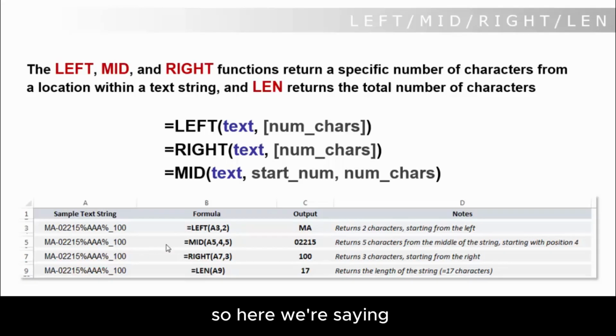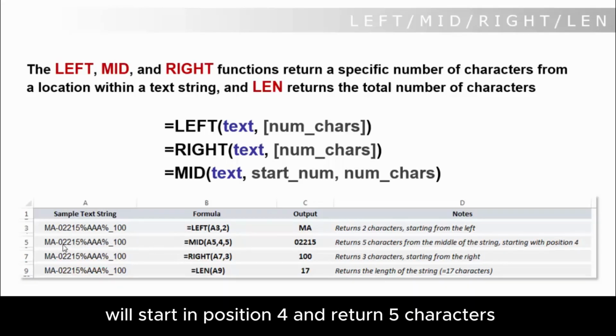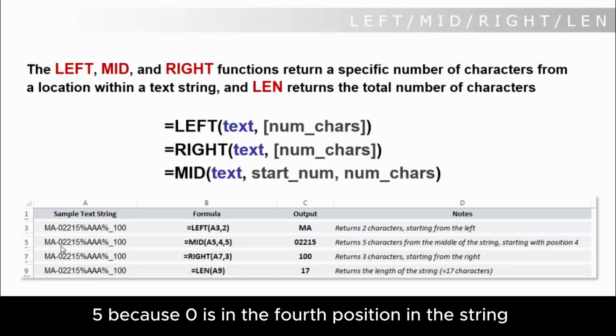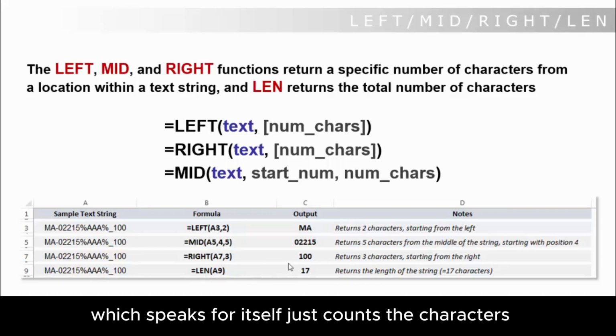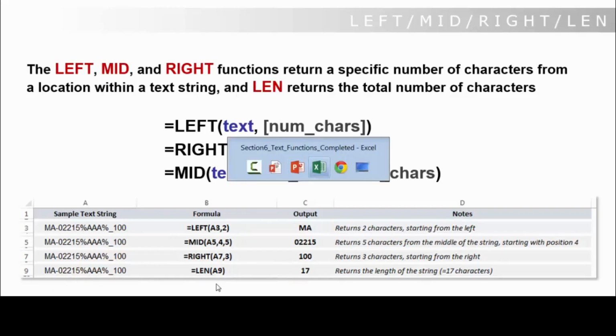So here we're saying, from the middle of this string in A5, I want to start in position 4 and return 5 characters, and that will return 02215, because 0 is in the 4th position in the string. And then, last but not least, len, which speaks for itself, just counts the characters. In this case, there are 17 characters within the sample text string. So let's jump to Excel.